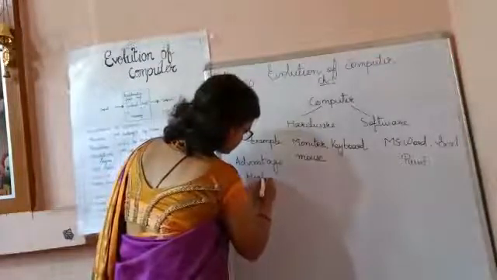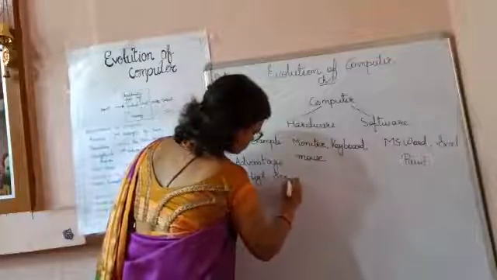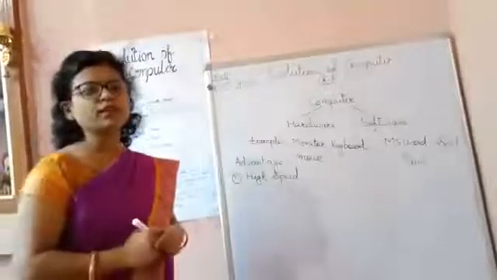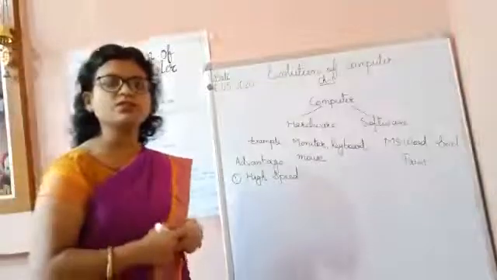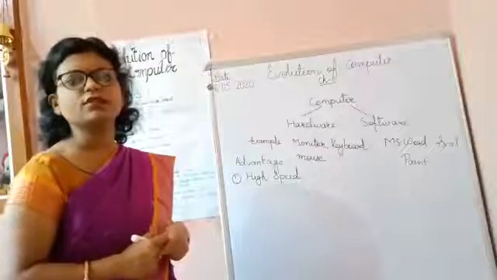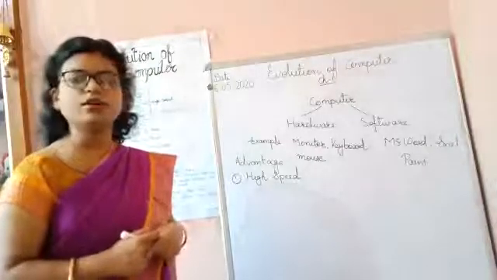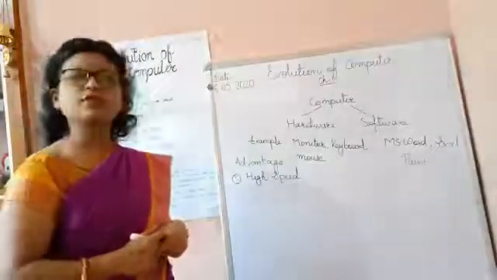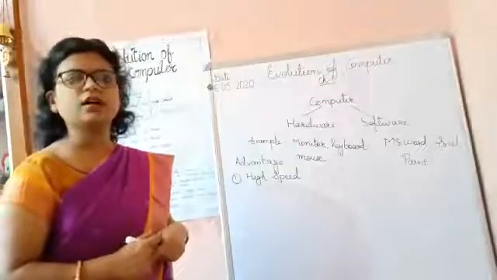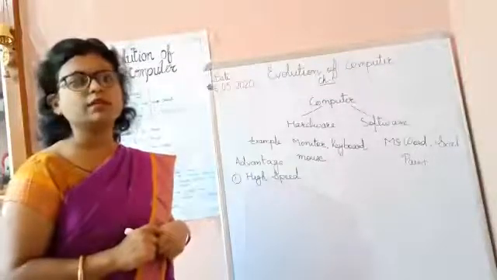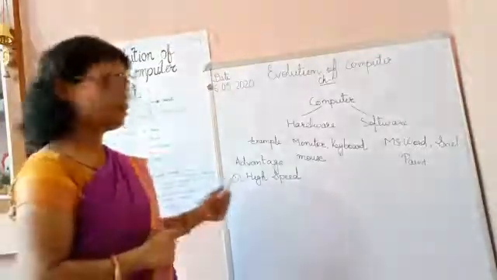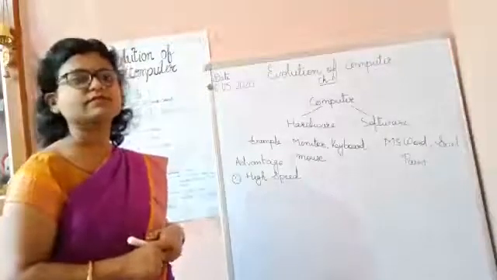First is high speed. Whenever we human beings do a work, we take time. Maybe a few minutes, 2 hours or a number of days. But the computer takes a fraction of a second and gives the output. But the one thing is, we must give the correct input. If we give the input, the computer will give us output. So the computer works at a very high speed.